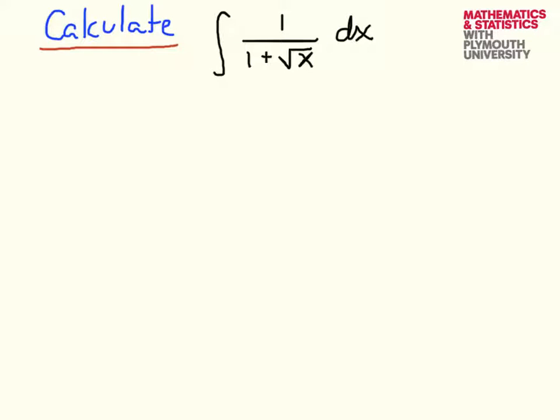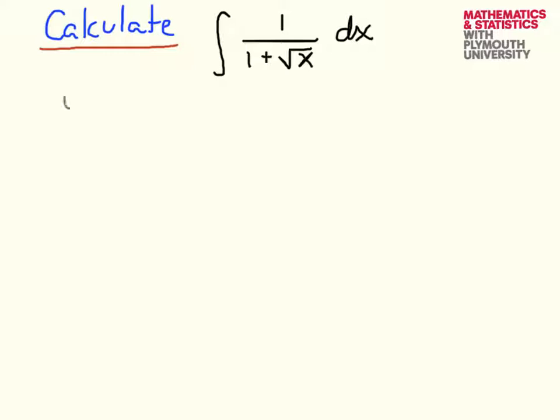So in this video what we want to do is to calculate the following indefinite integral where the integrand is 1 over 1 plus the square root of x, and it's this square root of x factor which means that the integral is not easy. If it was 1 over 1 plus x it would be a straightforward integral, it would just be a logarithm. So it's natural to say let's try a change of variable, let's try a simple substitution.